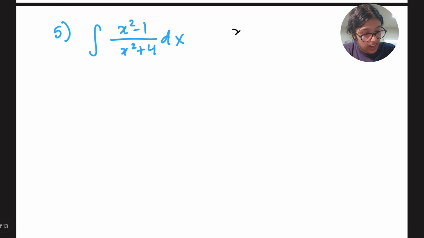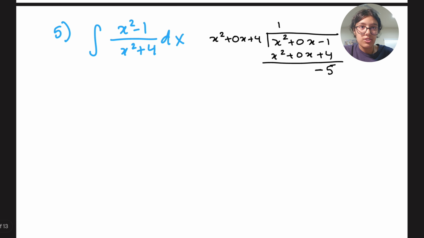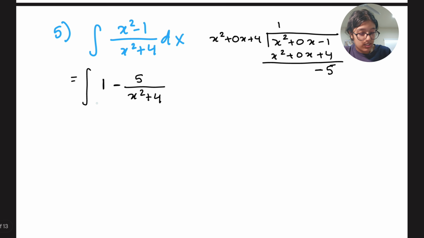So we're going to have x squared plus 0x minus 1 divided by x squared plus 0x plus 4. So that is our long division. And now I'm going to rewrite this integral in terms of what we actually got over here. So that's going to be integration of this quotient 1, and that's going to be minus 5 over x squared plus 4. So this is quotient, remainder, divisor. And then, of course, we have our dx.